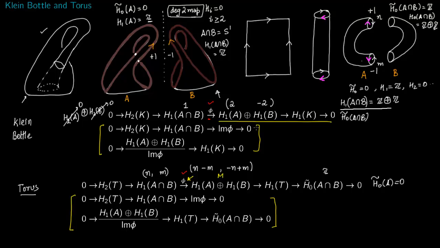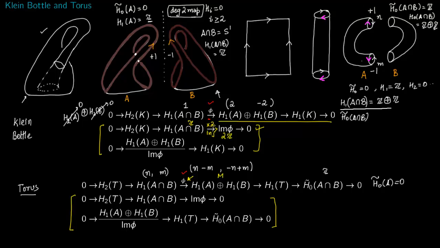So what is image of phi? Image of phi, we said, was a degree 2 map. So this would be 2Z. This is integers. So this map is injective map. So if this map is injective, that means this has to be 0. So this is injective in the sense it is multiplication by 2. So that is how Z will get mapped to 2Z. And therefore, the kernel of this map is 0 because this is an injective map, multiplication by 2.